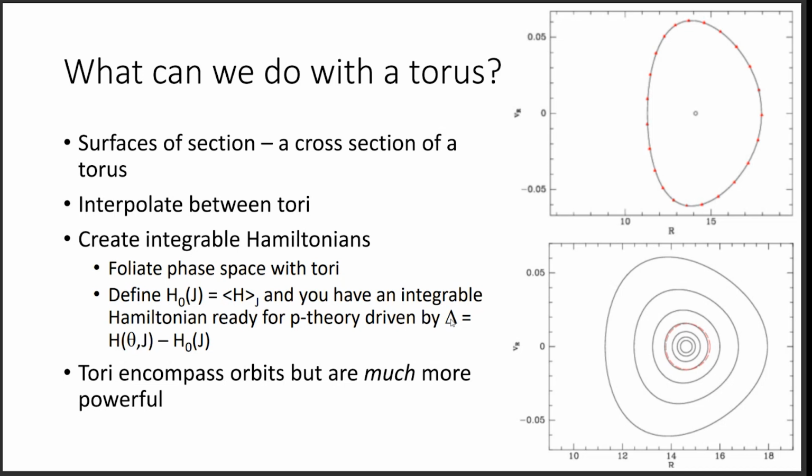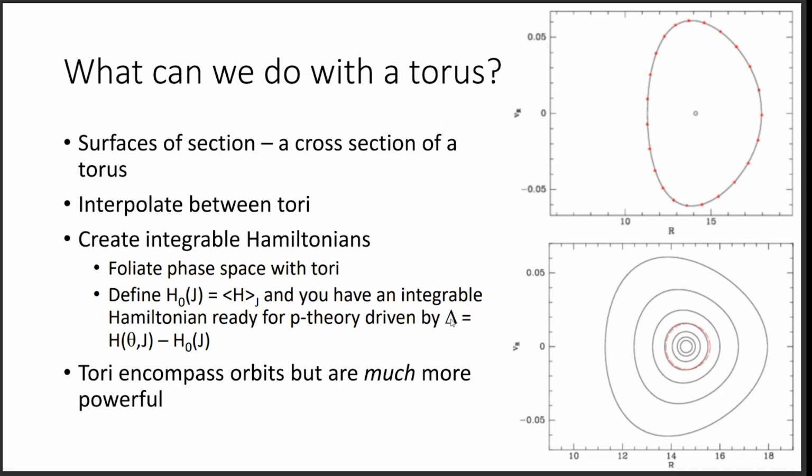The real Hamiltonian will have a value on this torus, which is a function of theta. And the difference between H of theta and J and H0, the average value with respect to theta, will be small. And so that's what we do perturbation theory on. We treat this as a perturbing Hamiltonian on the integrable Hamiltonian H0, for which I already know the tori.